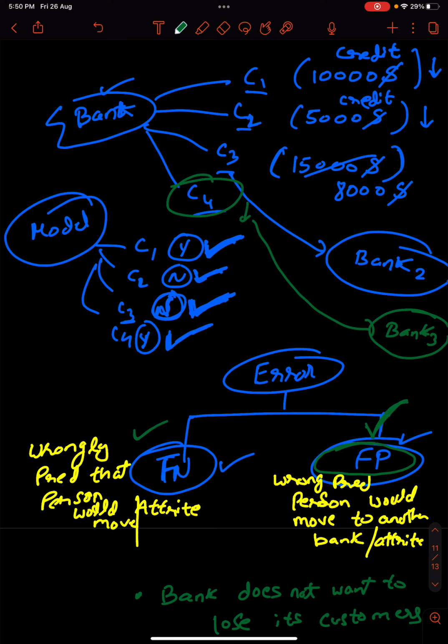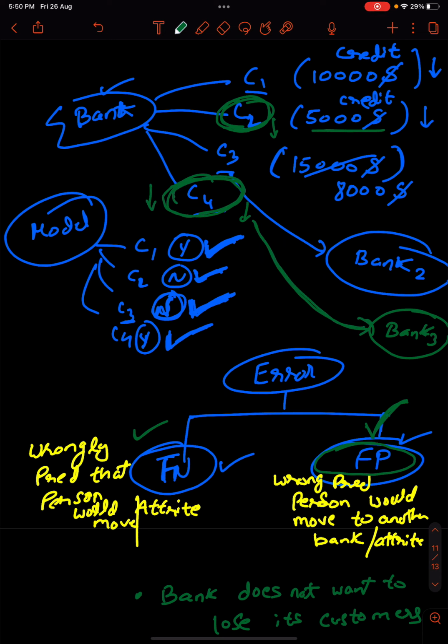False negative means what? That I am telling, hey, for customer number 2, do not do the credit reduction, because there is a risk that he might go away. But actually he would not go away, so the credit is not reduced for this person. Still the same credit has been sanctioned for this person, right? It's okay. At least the bank is not losing this customer. Bank could have profited by reducing the credit to this person, but at least it's fine because the bank has not lost this customer.